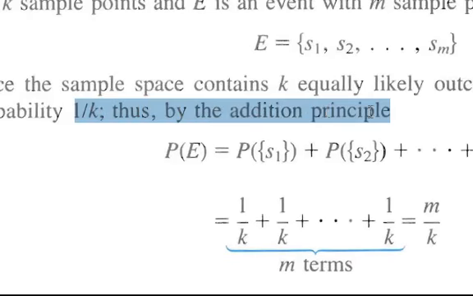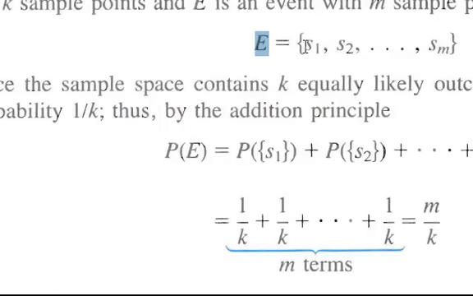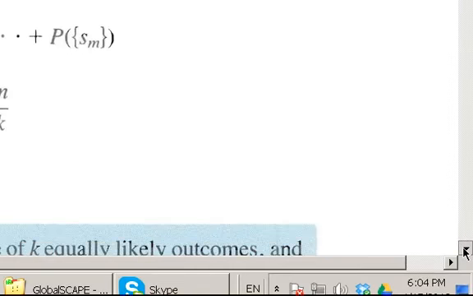Thus, by the addition principle, the probability of E is going to be the probability of this, plus this, plus this, plus this, and so on. So that's what they have here. But each of these is 1 over k, and there are m of them, so it's m over k. There are m terms. Therefore, we have the following result.